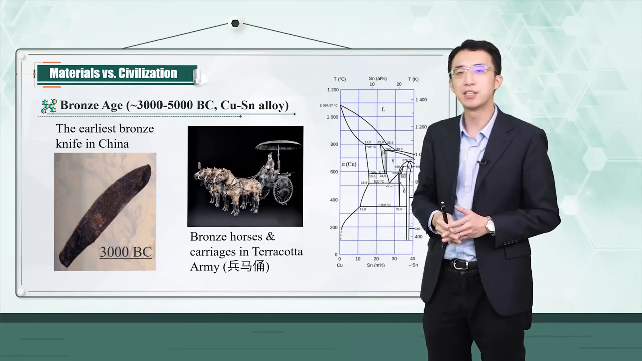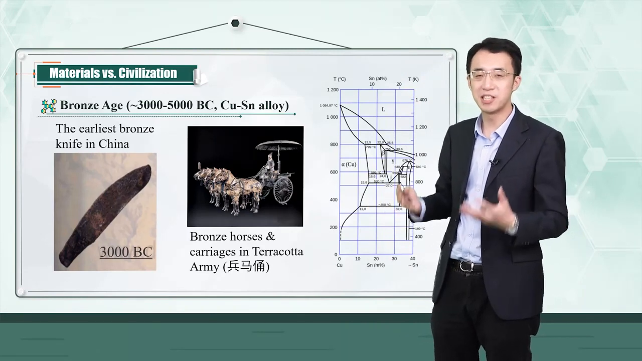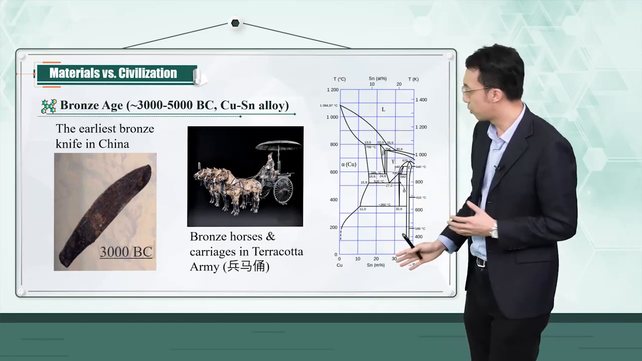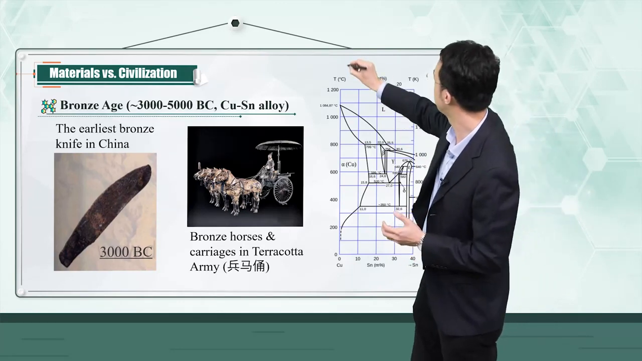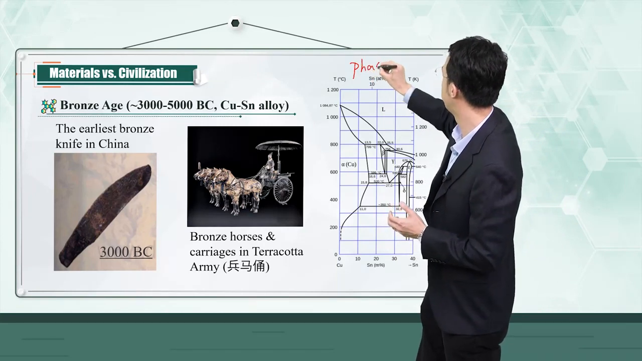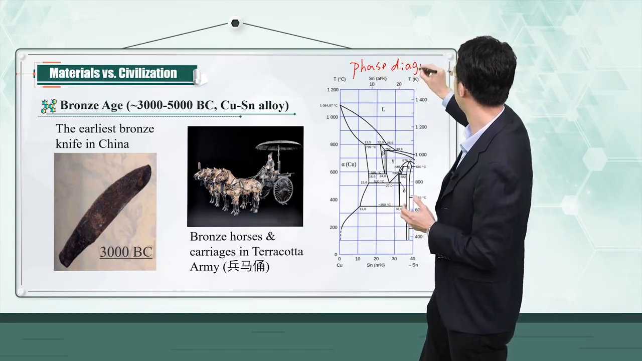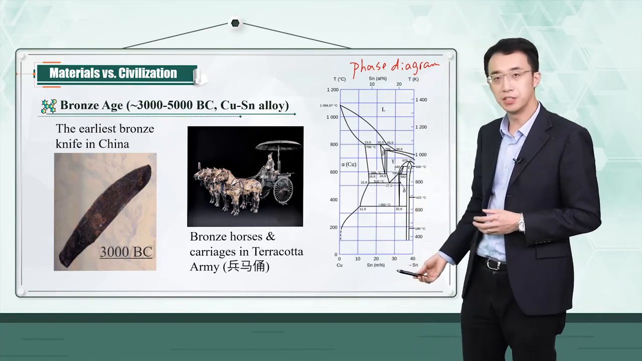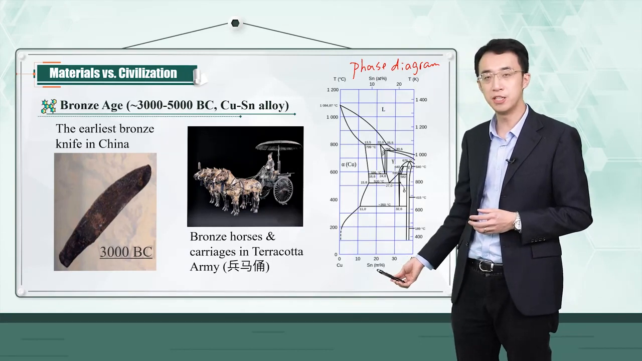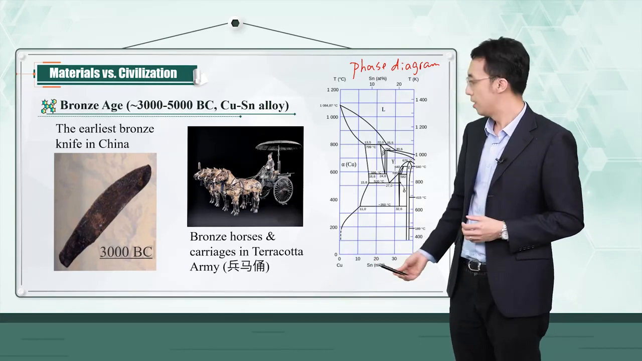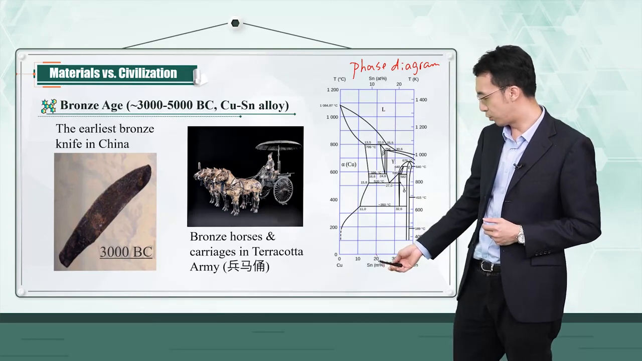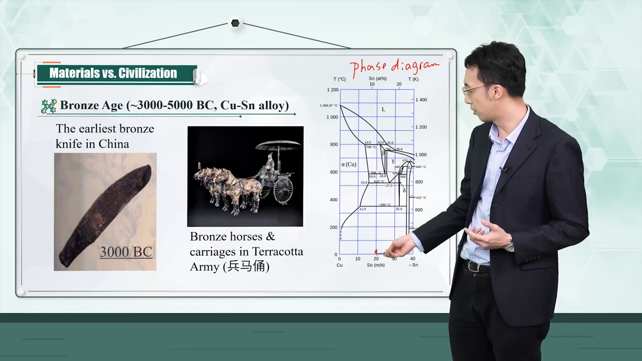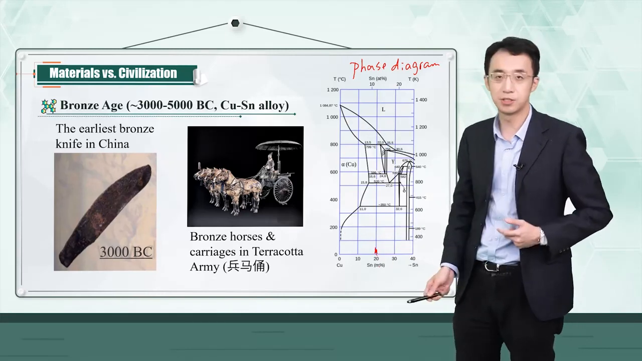As a matter of fact, nowadays we already know the science behind the production of bronze. And this lies in the so-called phase diagram of this alloy. The horizontal axis is the composition, or the concentration of tin element in copper. So 20% here means you have 20% tin and 80% copper in this composition. And the vertical axis is the temperature.